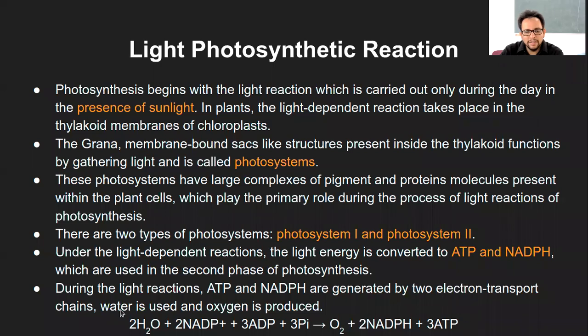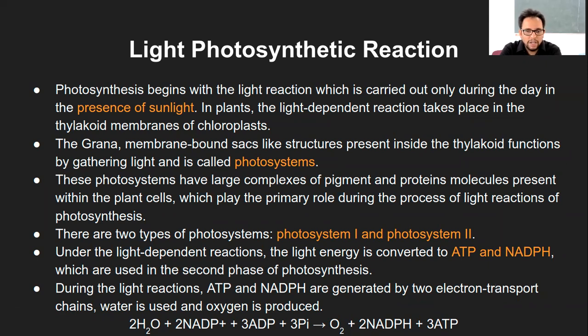Now the reaction looks like this. Two molecules of water, two molecules of NADP, which is the non-reduced form of the energy molecule, and it uses 3 molecules of ADP plus 3 molecules of phosphate. The ADP and phosphate will add and form 3 ATP. From H2O, the H will go to NADP, and it will form NADPH. And the oxygen is released from this reaction. So that is the overall light photosynthetic reaction which happens in the plant.